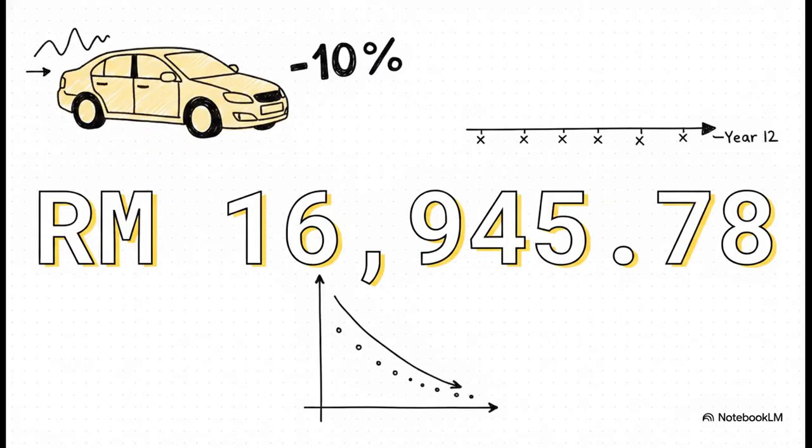Let's put this into action with a situation you might face one day, buying a car. Let's say you buy a 60,000 ringgit car and it depreciates, meaning it loses value, by 10% every single year. That means every year it only retains 90% of its previous value, making our R exactly 0.9. If we want to find out the car's price after 12 full years, we actually need to calculate the 13th term. Crunching those numbers, our T13 formula reveals a value of just 16,945 ringgit and 78 cents. Ouch. That is the brutal power of geometric depreciation.